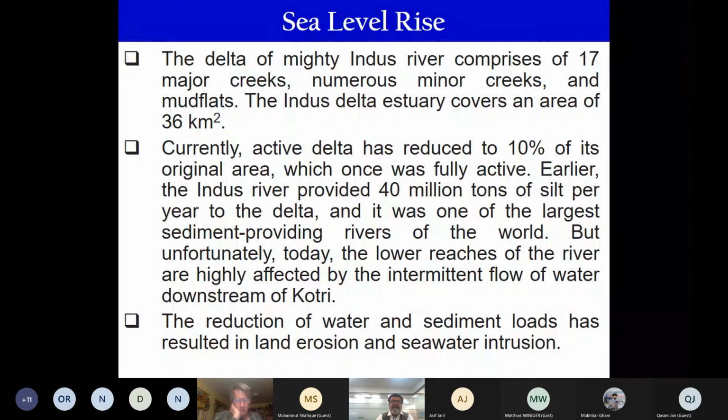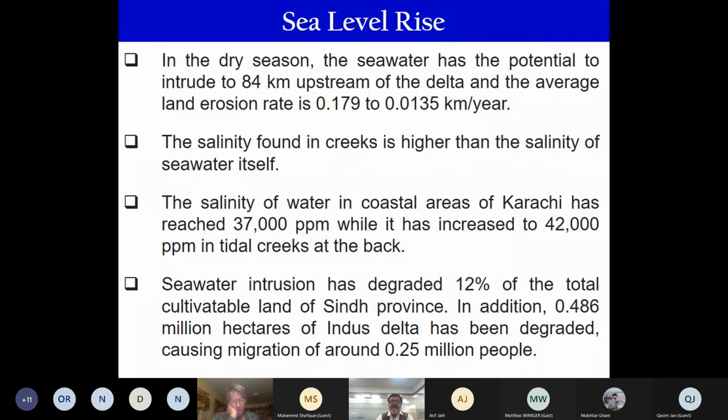In the dry season, the seawater has the potential to intrude 84 kilometers upstream of the delta, and the average land erosion rate is 0.179 to 0.013 kilometer per year. The salinity found in the creeks is higher than the salinity of seawater itself. Salinity of the water in the coastal area of Karachi has reached 37,000 ppm, while it has increased to 42,000 ppm in the tidal creeks at the back.